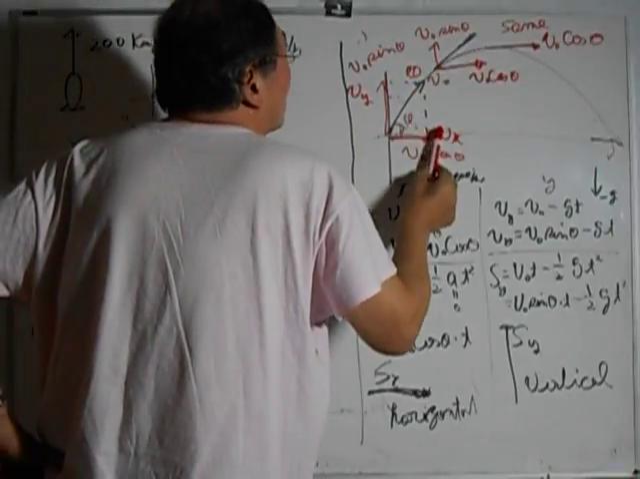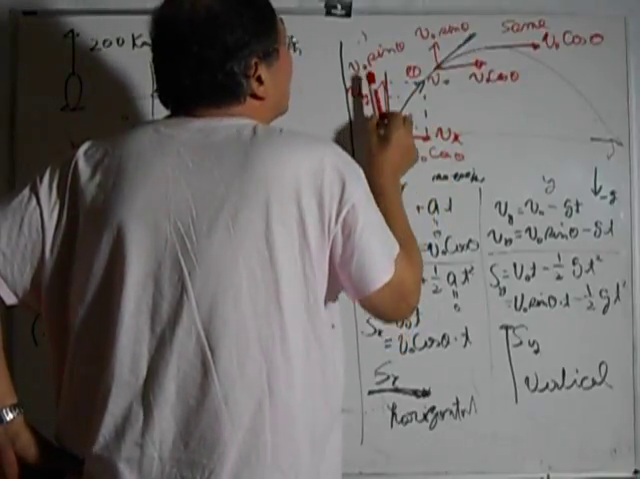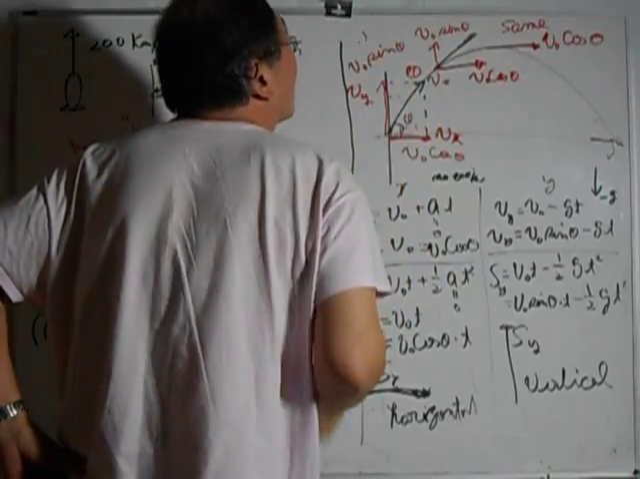We're going to use sine right there, right? So the Vy direction is V0 times sine theta.